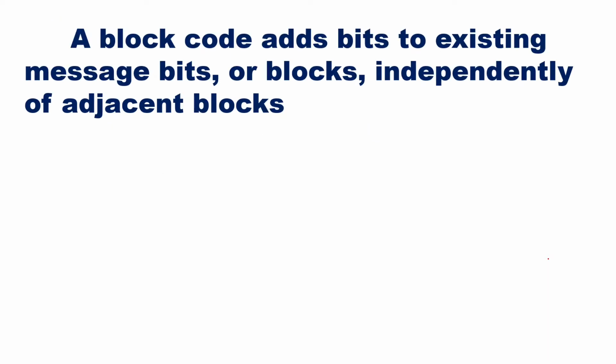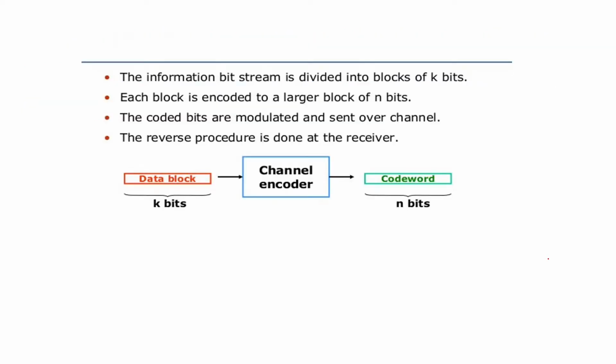Okay. A block code adds extra bits to existing message bits or blocks independently of adjacent blocks. So the extra bits which are added to the information or blocks are independent of the blocks which are next to them. Okay. So for every block, you can add some extra bits. This is what a block code method says.